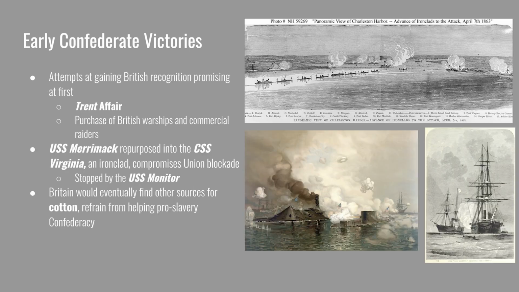Attempts at gaining British recognition were promising at first for the Confederacy. The Trent Affair refers to an incident in which two Confederate diplomats were on their way to Great Britain to seek diplomatic recognition. Union Navy ships intercepted the Trent, a British ship, and took the two Confederate diplomats off of the ship and imprisoned them. Great Britain was really angry about this because it was seen as an offense on the sovereignty and neutrality rights of Great Britain. According to international naval law, it was as if the diplomats had been kidnapped in England. After Britain and the Confederacy raised a fuss, Abraham Lincoln released the diplomats to the Confederacy.